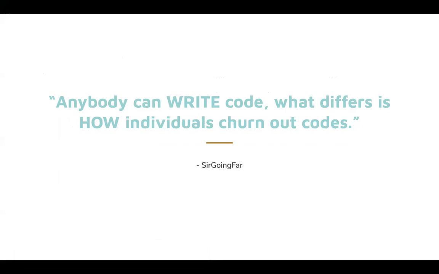So by this, we are coming to the end of the class. And one thing I want you to know, now we are no longer talking about technical things. Now I want to tell you about how you can succeed in your career. So just know that anybody can write code. What differs is how individuals churn out codes, the way you solve problems, is what differentiates you from other people. Anybody can write code, but the way you write your code efficiently and professionally is what differentiates everybody.